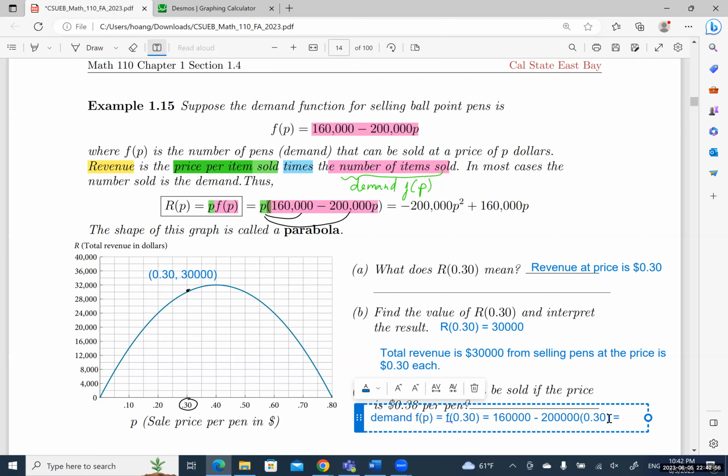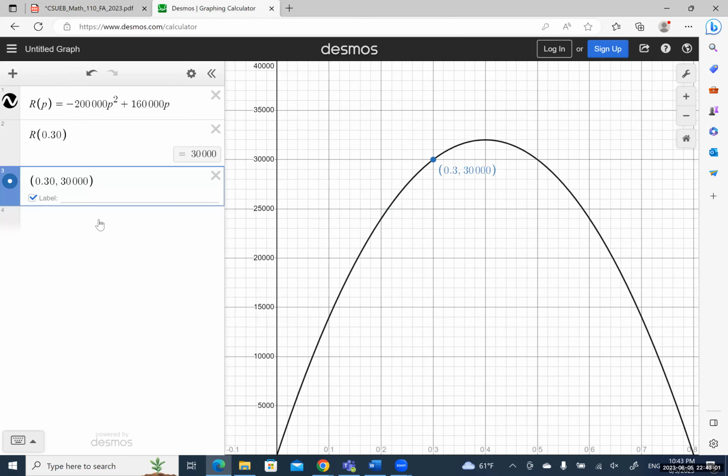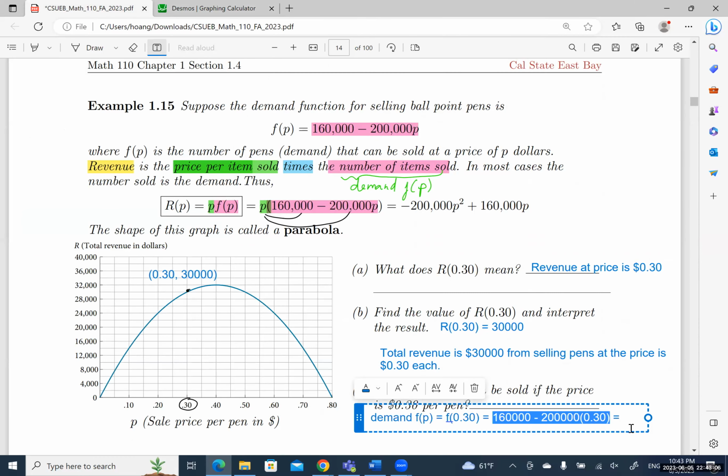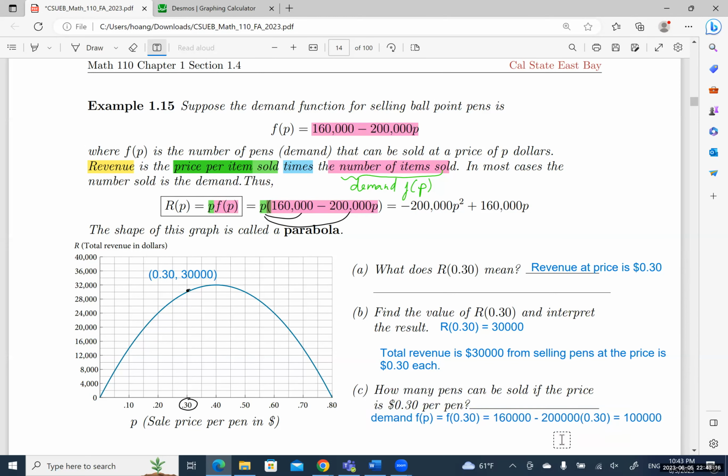You can go ahead and calculate that. And this is going to be 100,000. Nice. So that means if the price is $0.30 per pen, then the demand will be about 100,000 pens, right?